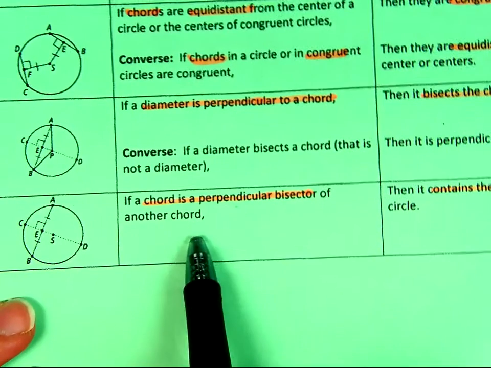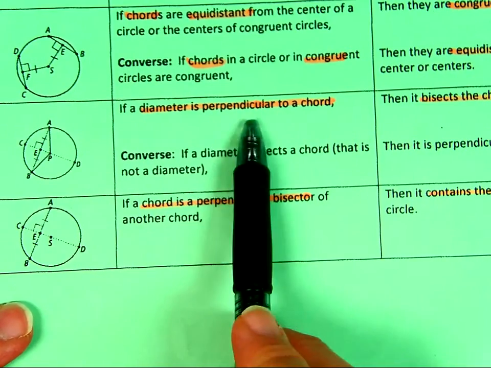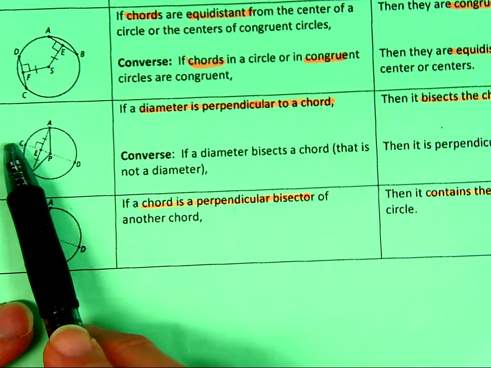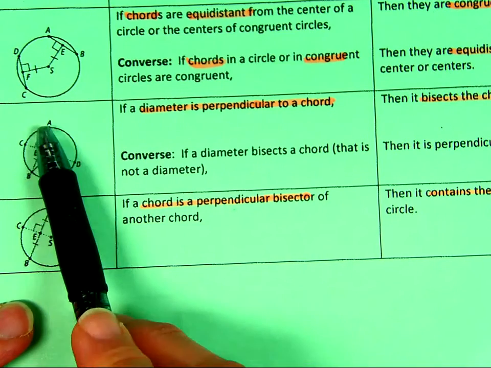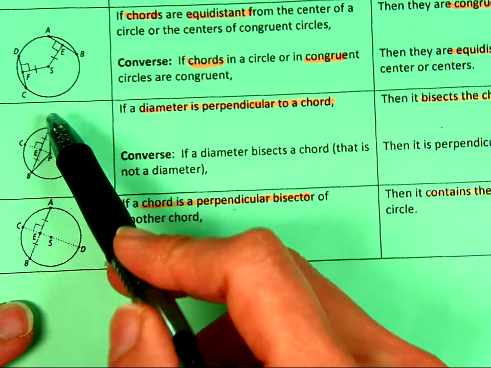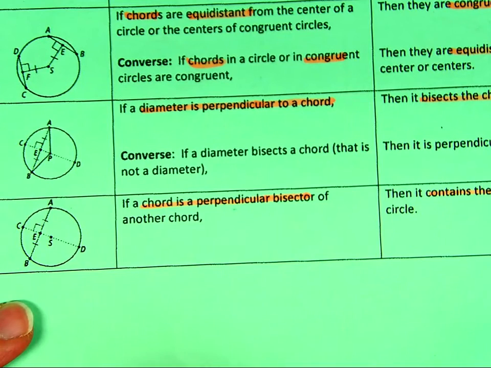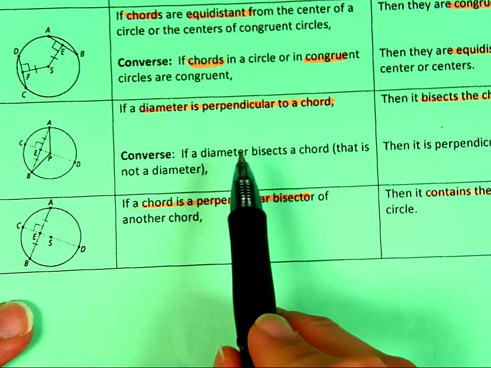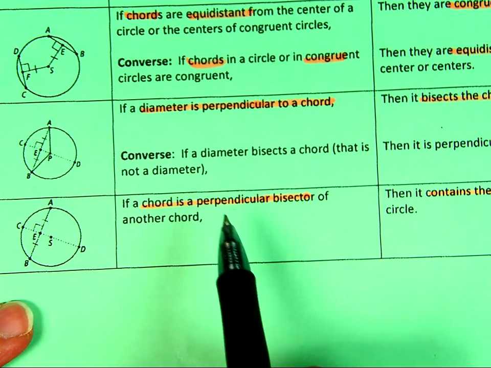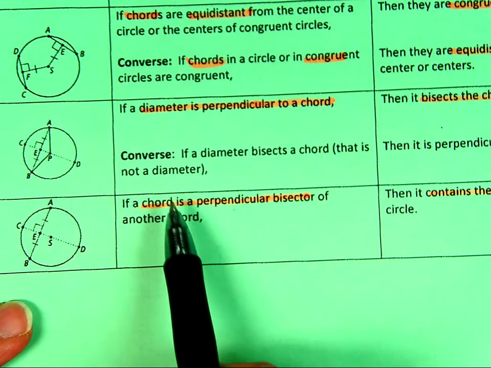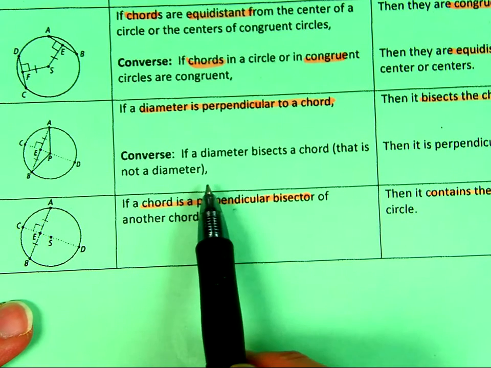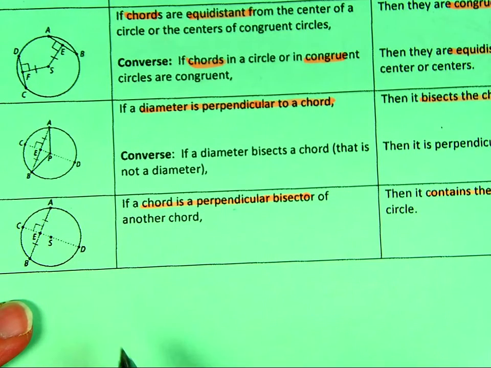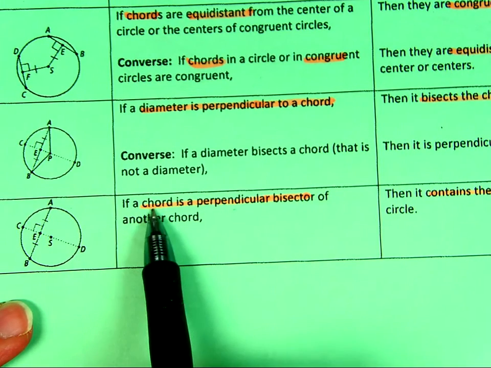Then these last two kind of go together. It says if a diameter is perpendicular to a chord, so here's your diameter, perpendicular to this chord AB, then it actually bisects that chord. So AE would be congruent to EB. And the converse: if the diameter bisects a chord, you know that it is perpendicular to that chord. And this one says if a chord is the perpendicular bisector of the chord, which is basically just restating this, then we know that it goes through the center. This one doesn't say it's the diameter, so you could use something like this to prove it's a diameter.